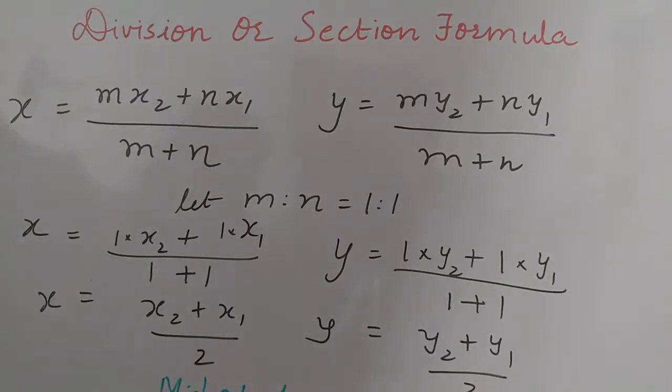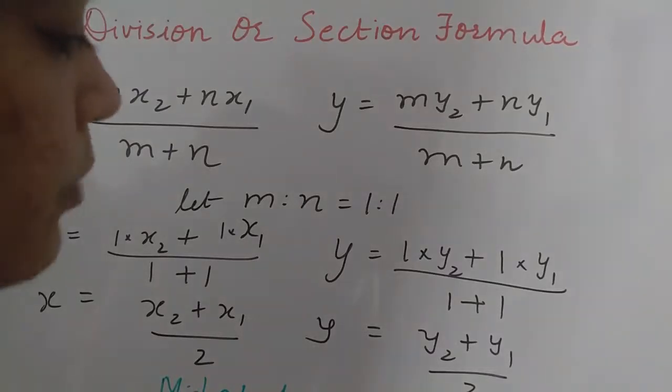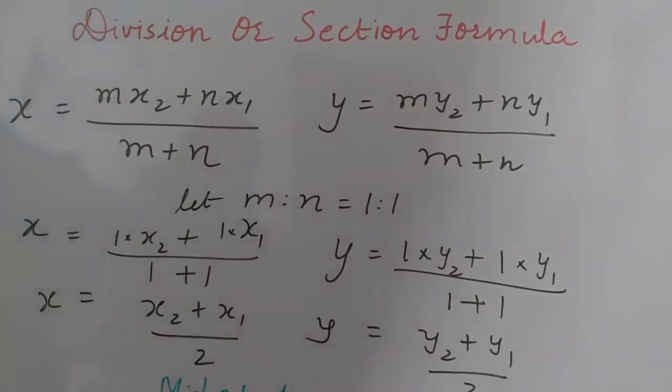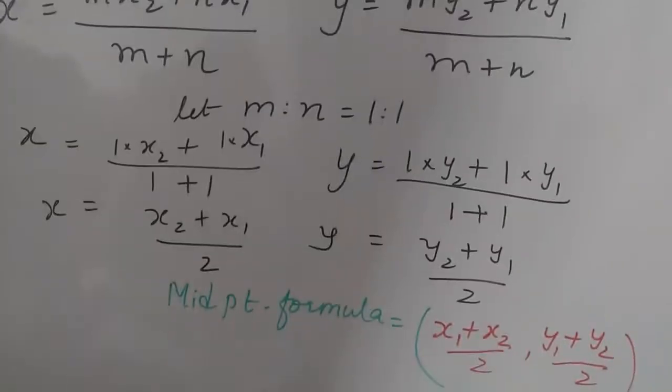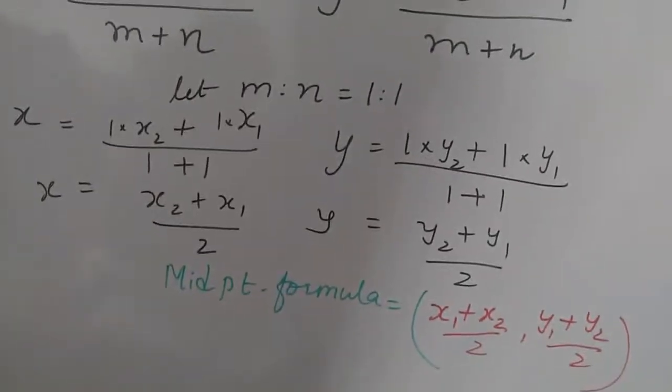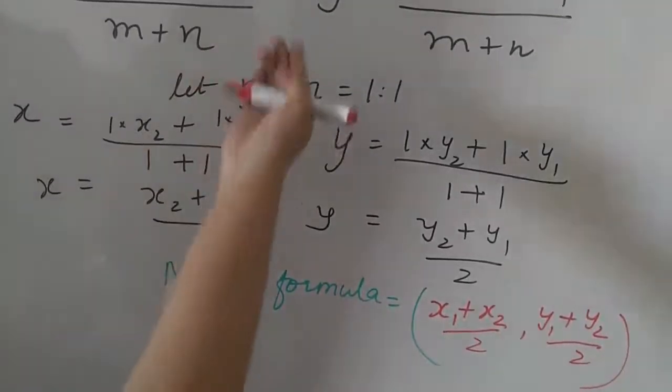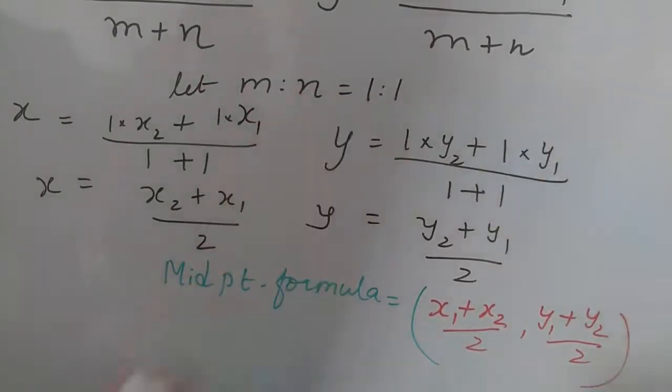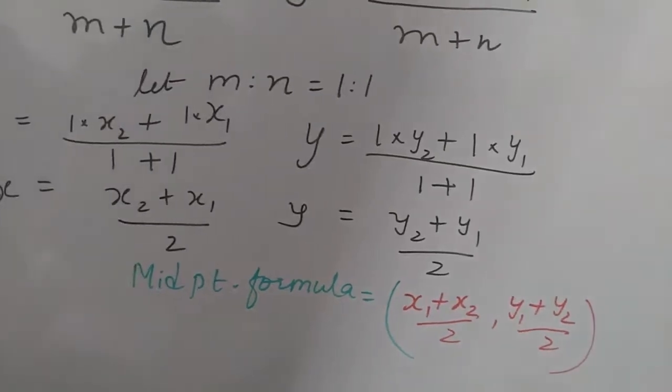For that, this is (x1 plus x2) by 2 and (y1 plus y2) by 2. This is our midpoint formula, students, which I have written here. So how did I find it? By keeping my ratio 1:1. So this way I found another formula, that is the midpoint formula, to get the midpoint value.